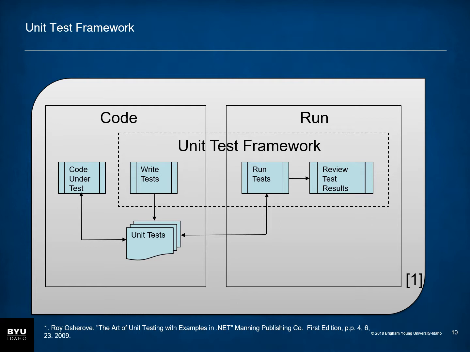The code under test, or CUT, is the functionality we're testing. There are many automated unit testing frameworks like JUnit, NUnit, XUnit, Android, iOS, all of them have unit testing frameworks. The test suite runs the unit tests. Tests that pass are green, failures are red.